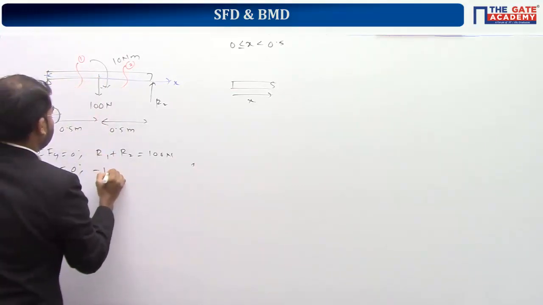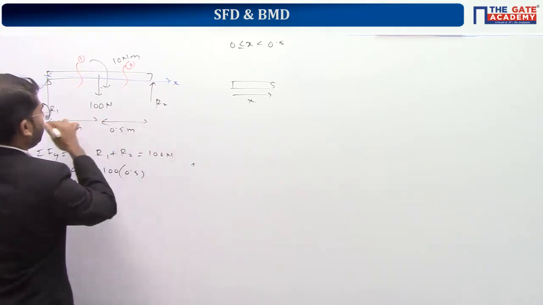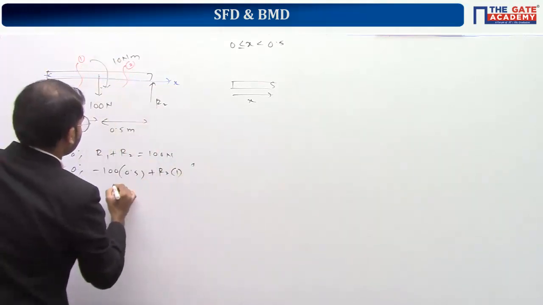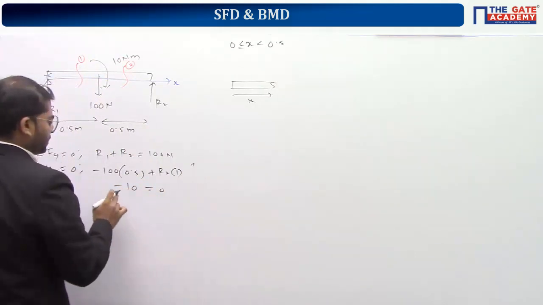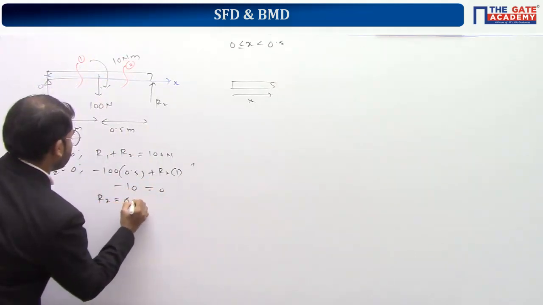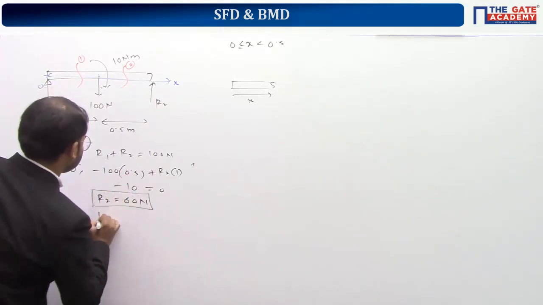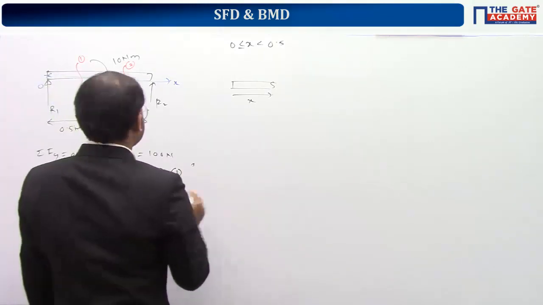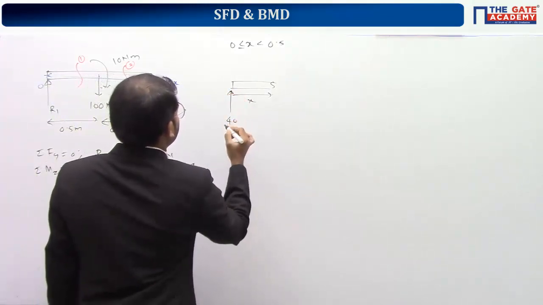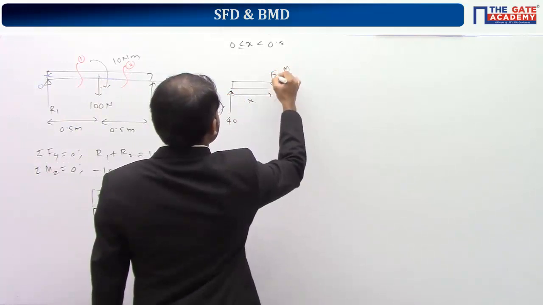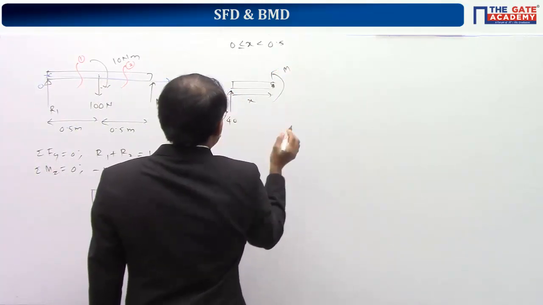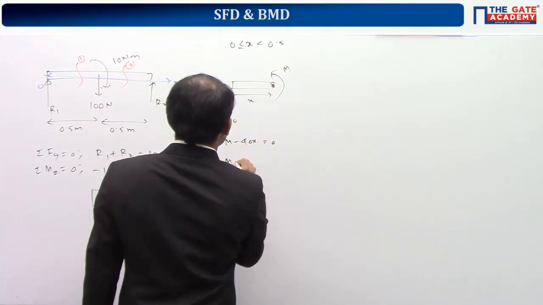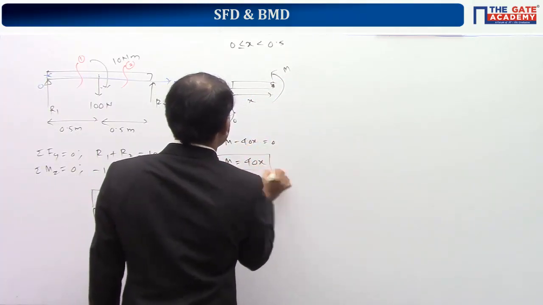100 into 0.5 clockwise, R2 into 1 anti-clockwise, and 10 clockwise is equal to 0. This gives you R2 value as 60 Newton. R2 is 60 means R1 is equal to 40 Newton. So R1 is equal to 40. Now we have to get the value of bending moment. I'm not concerned about the shear force. So this gives us M minus 40x is equal to 0. M is equal to 40 into x.